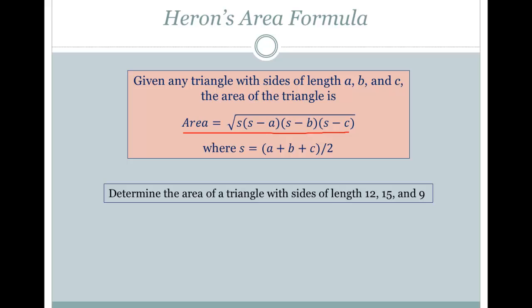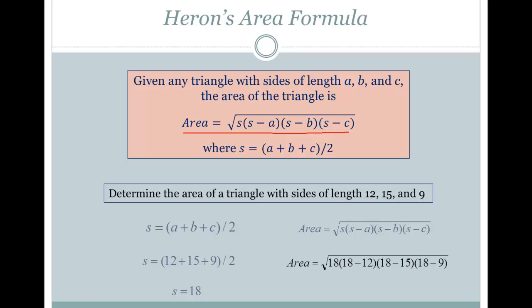Let's do an example: determine the area of a triangle with side lengths 12, 15, and 9. First thing I need to do is find out what that value of s is. s is equal to the sum of the sides divided by 2. If I do that, I get 18. So s is going to be 18. Now I'm simply going to plug that back into the formula. Area is equal to the square root of s times s minus a times s minus b times s minus c. If I simply plug in, I get an area equal to 54. Hopefully that makes sense. A pretty straightforward formula.